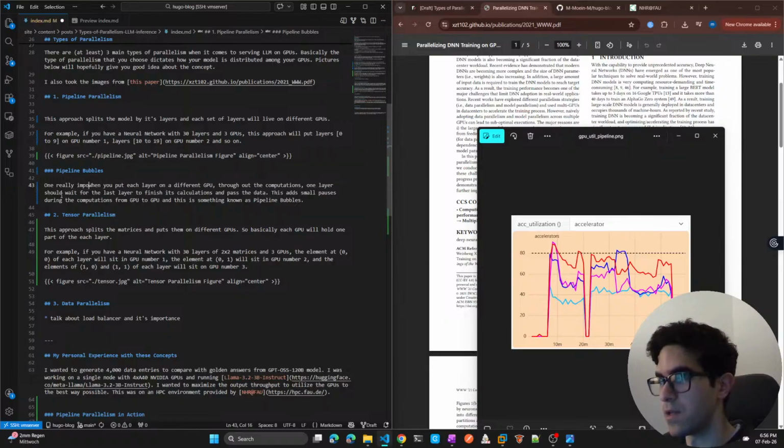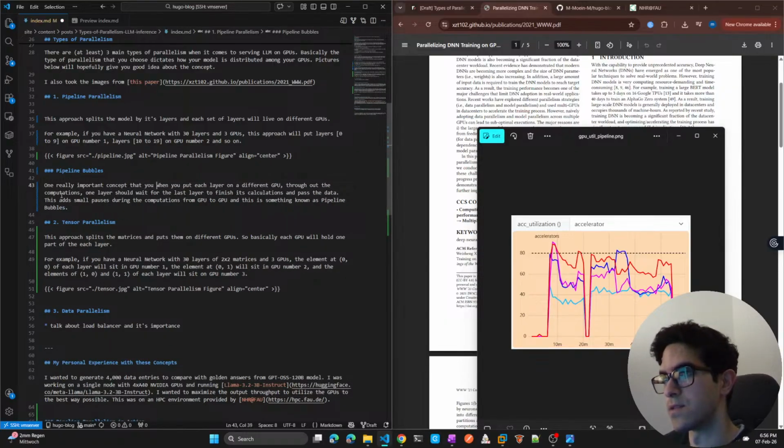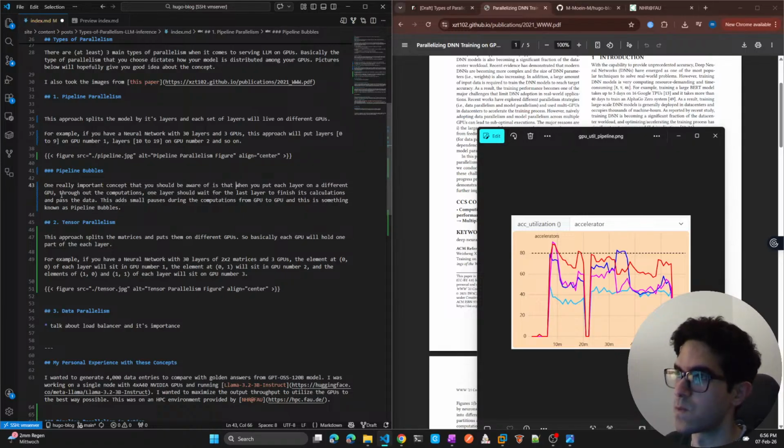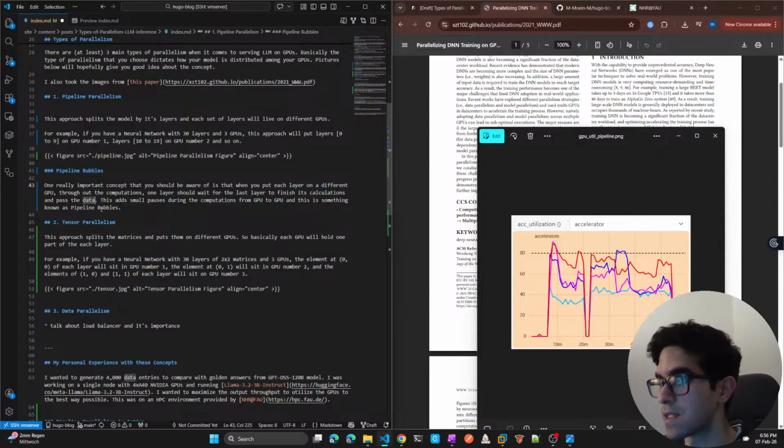One really important concept is that when you put each layer on a different GPU, one layer should wait for the last layer to finish its calculations and pass the data to the next one. It adds small pauses during the computation from GPU to GPU, and is sometimes called pipeline bubbles.